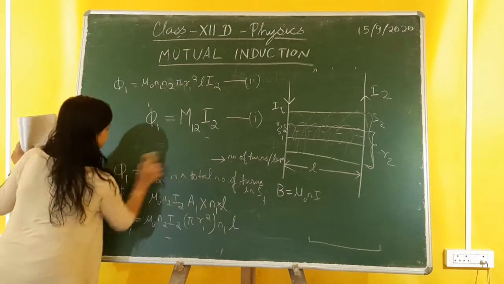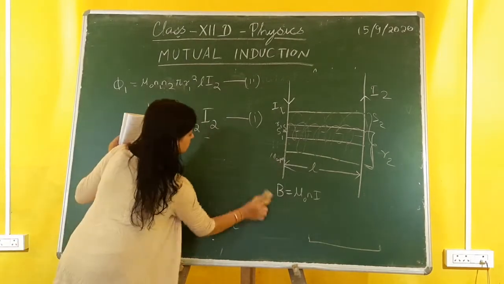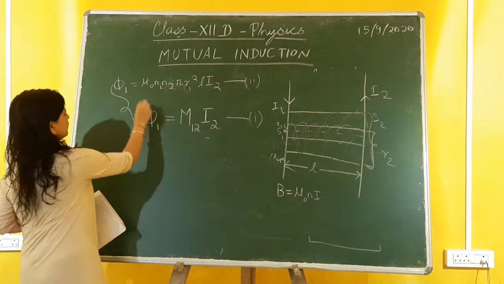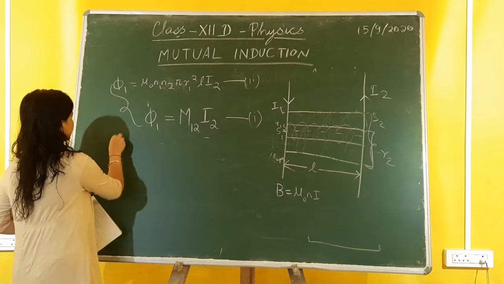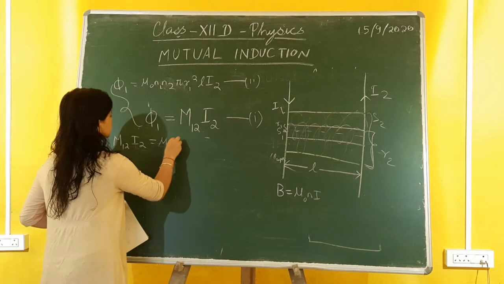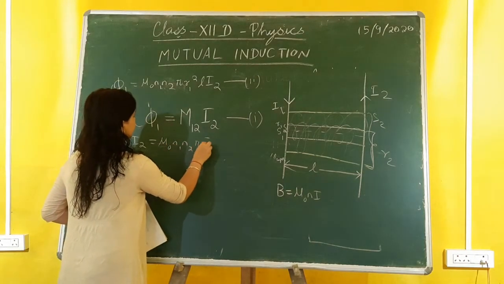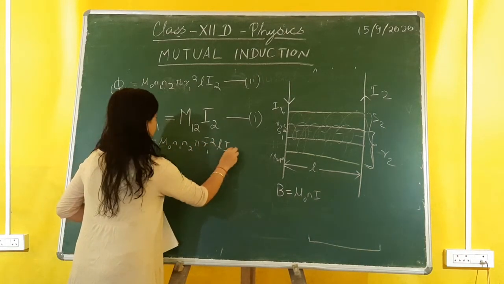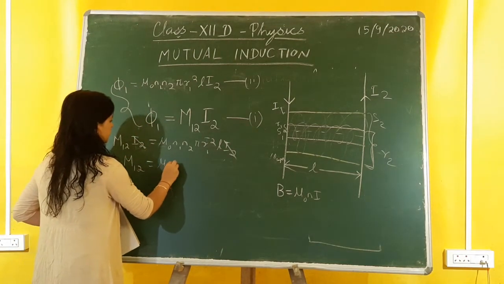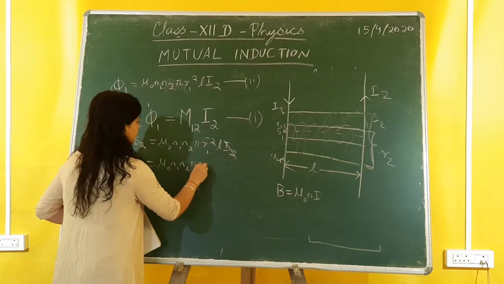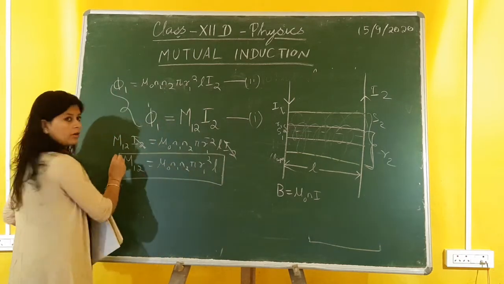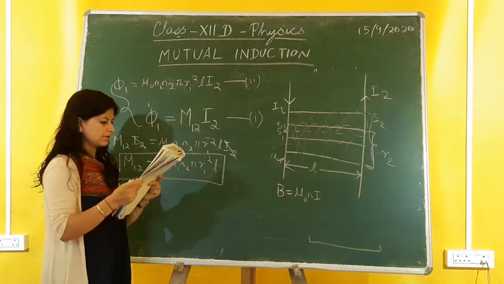Now this was 1 and this is 2. Now we can compare or equate these two equations. We have phi 1 on the left hand side. So, I can write M12 I2 is equal to mu naught N1 N2 pi R1 square L I2, cancelling I2 on both the sides. I will get an expression for M12 is equal to mu naught N1 N2 pi R1 square into L. This is the value of mutual inductance of the first coil, that is the inner coil, due to the outer coil, okay.